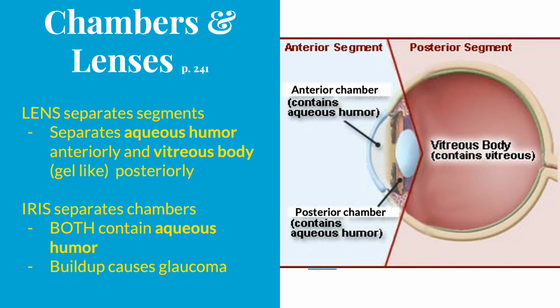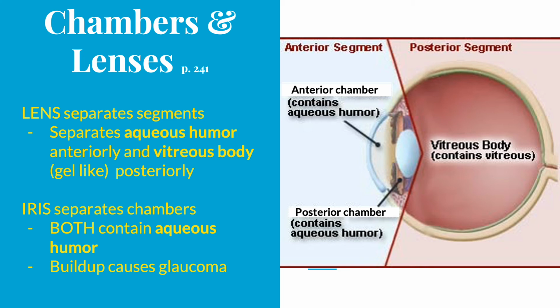Then in the anterior segment, all of the fluid is called aqueous humor. And then in the posterior segment, it's all called vitreous body. So the vitreous body is really like a jello, like a thicker, more viscous fluid, whereas the aqueous humor is, as the name suggests, more water-like, more fluid, less viscous. So you got your aqueous humor in the front, in the anterior segment, and your vitreous body in the back, in that posterior segment.